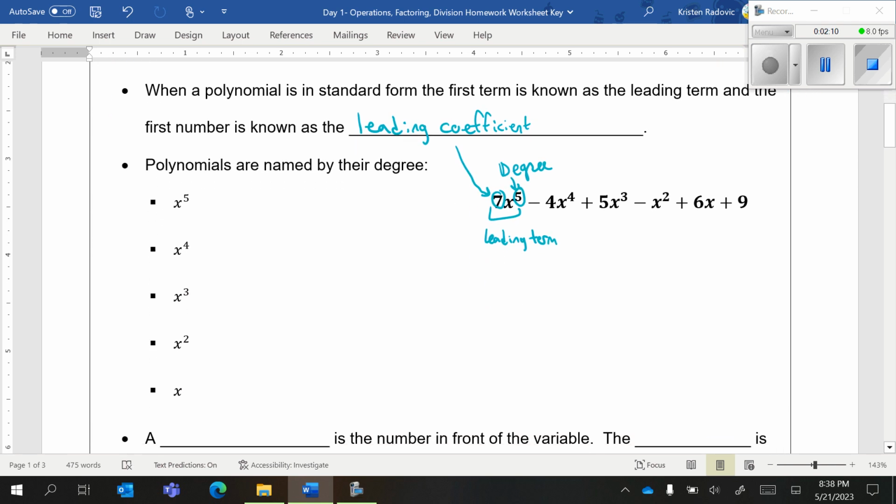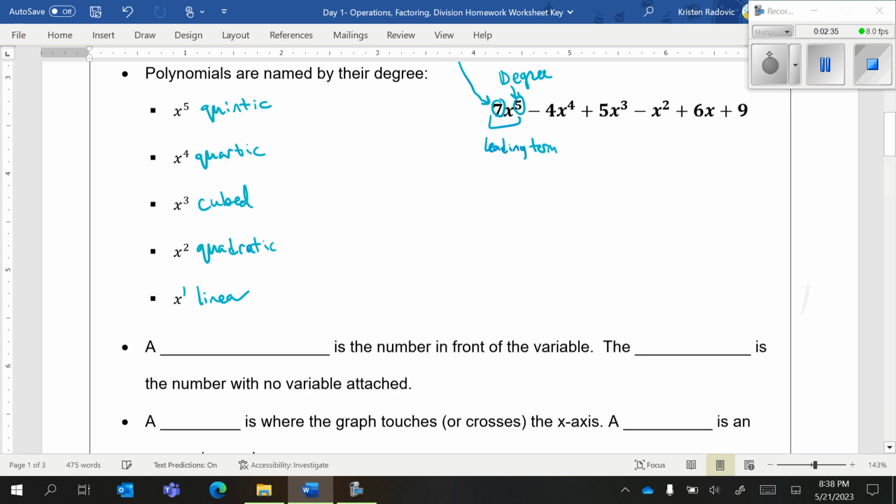Now, polynomials are named by their degree. X to the first is linear. X squared is quadratic. Keep in mind you could use the quadratic formula if your largest exponent is 2. This is cubic when you have x cubed, a 3. X to the 4th is quartic, like quarter, and x to the 5th is quintic. After that, we just use the numbers because we give up.